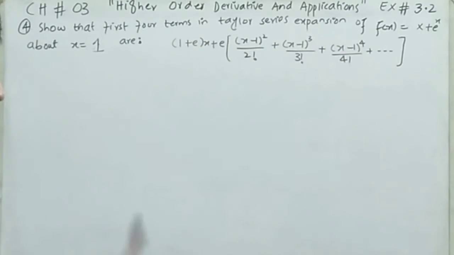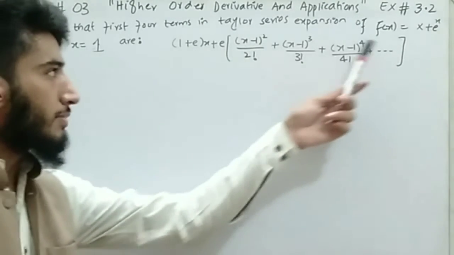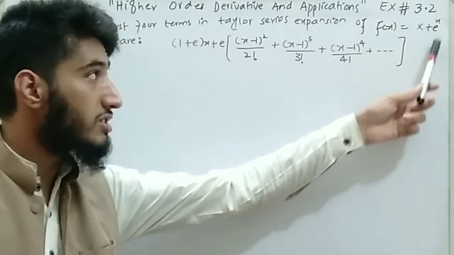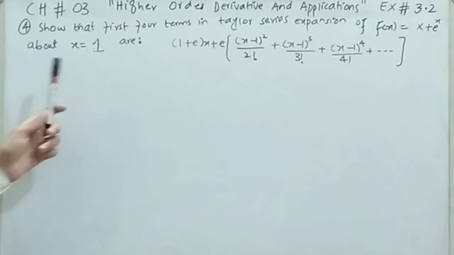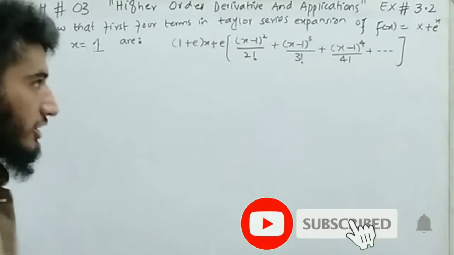Taylor series expansion and Maclaurin series expansion are very important topics from the board point of view. Part C tells us to show that the first 4 terms in the Taylor series expansion of f of x is equal to x plus e raised to the power x about x is equal to 1 give us this series.